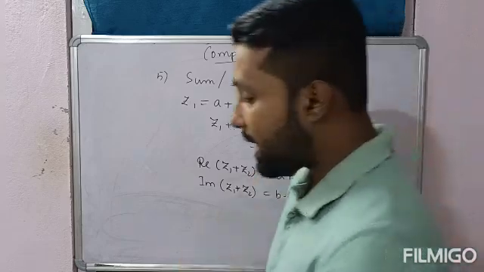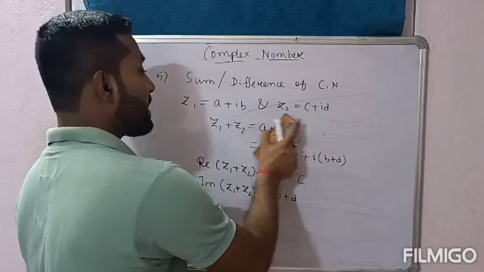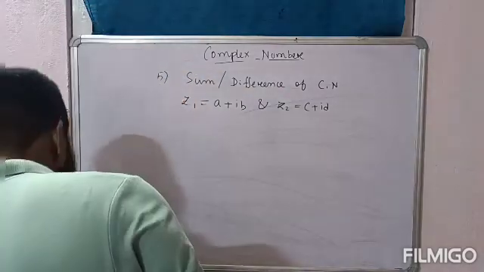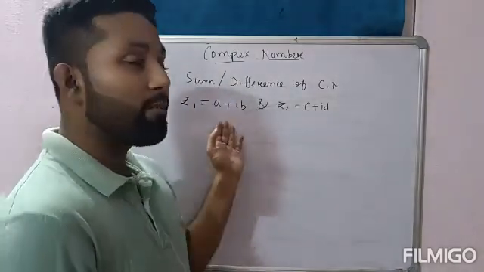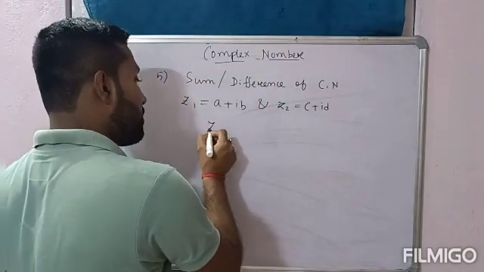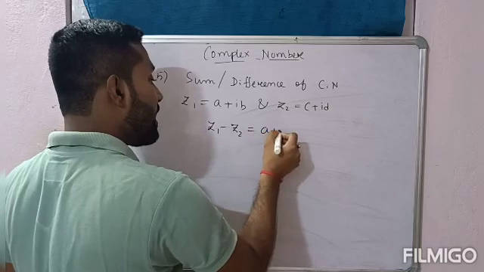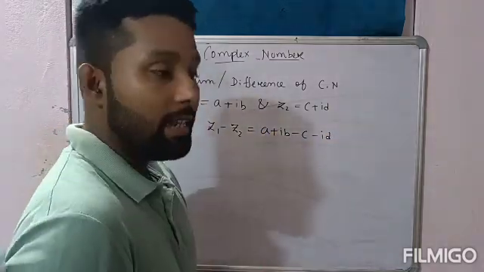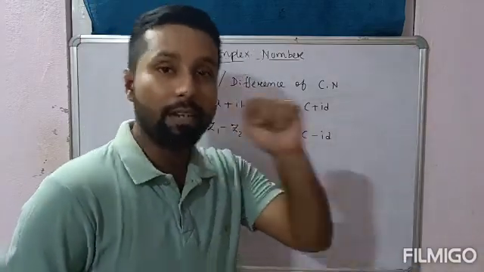अगर sum समझ में आया तो difference भी समझ में आ जाना चाहिए, क्योंकि difference में क्या होता है, सिर्फ साइन चेंज हो जाएगा, बाकी तो सब कुछ सेम रहेगा. Okay, so difference of two complex numbers. Let us consider again the same complex numbers z1 and z2. So therefore z1 minus z2 is equal to a plus ib minus c minus id. Yes, the difference of two complex numbers is also a complex number.